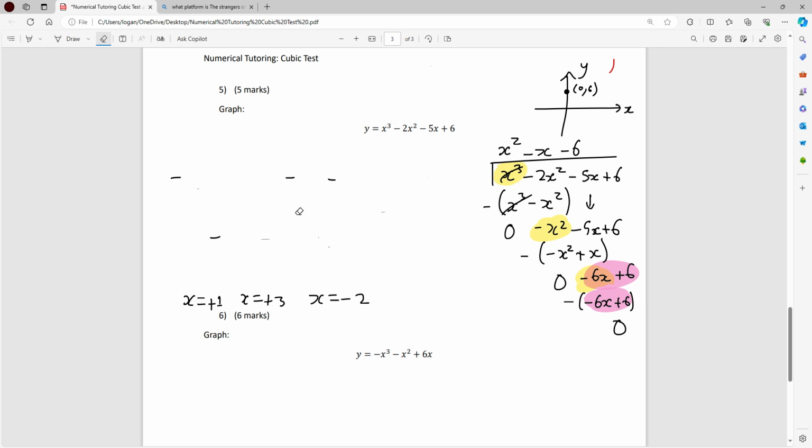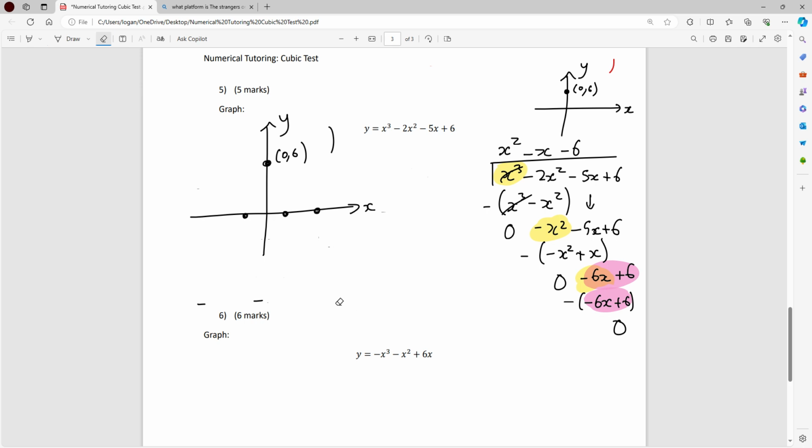Now we've got to graph our cubic, because remember the question is graph it, so that means include everything, okay? So we have our xy plane here, and we already know the y-intercept 0, 6, and we know the tails are here and here. Now, positive 1 is here, positive 3 is here, and negative 2 is here. So now it's pretty much threading the needle, okay? So what you've got to do is just go through the dots and follow the tail.